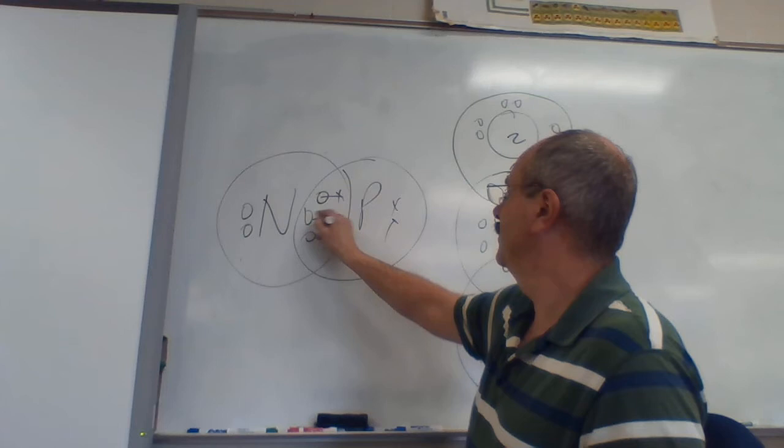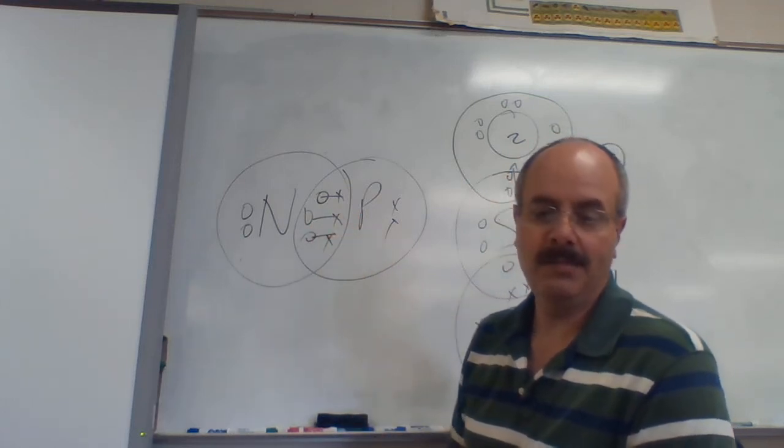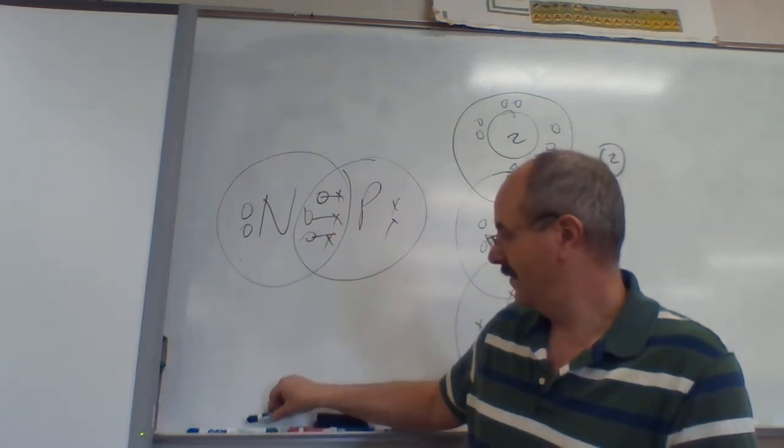So what do we have? We have a 1, 2, 3. We have a triple covalent bond between the nitrogen and the phosphorus.